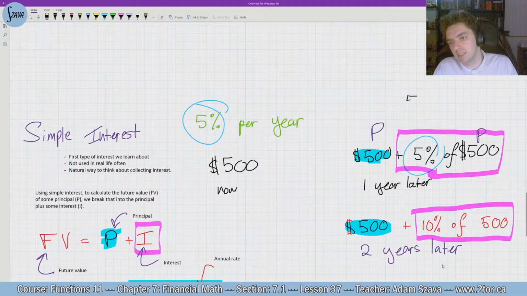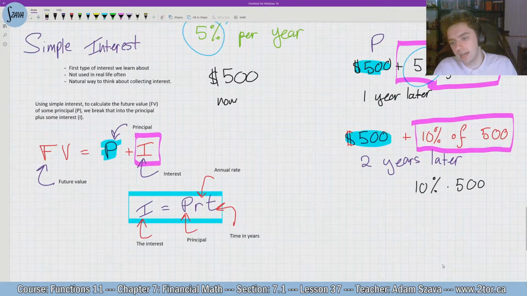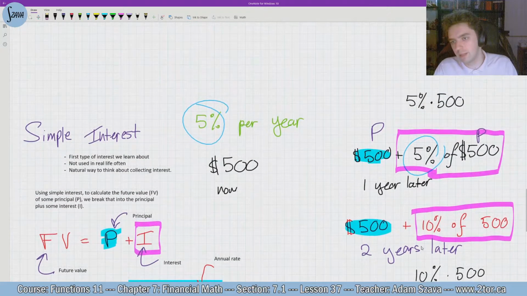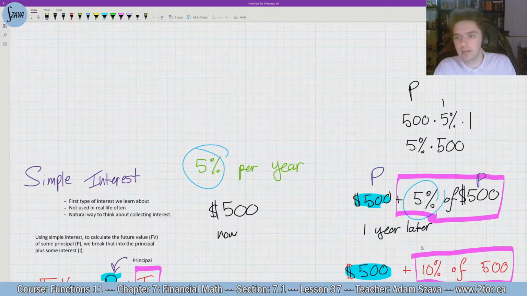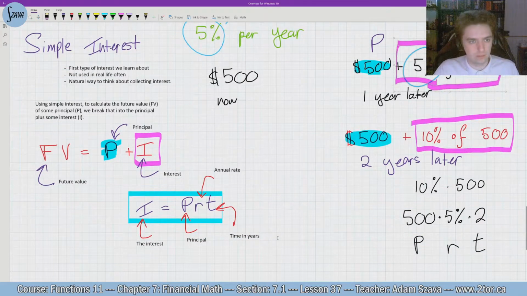5% of 500 is 5% times 500. And here, this is 10% times 500. But you can think of that as 500 times 5% times 2, because 2 times 5% is 10%. So that is the principal times the rate times the number of years, sorry. And similarly here, this is 500 times 5% times 1, which is again the principal times the annual rate times the number of years that have passed. So what I'm doing is calculating the interest that I'm going to pay based on the principal, the annual rate, and the amount of time that has passed.